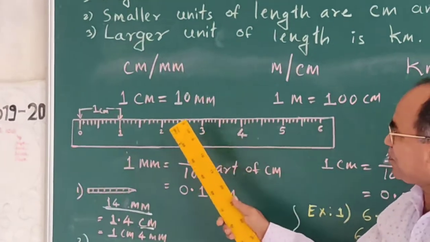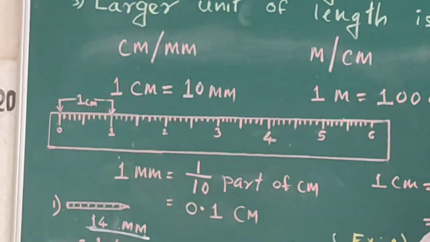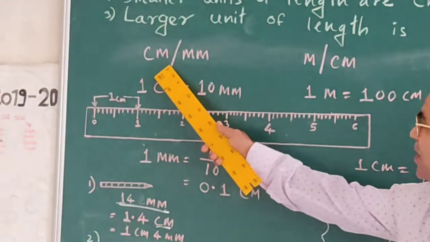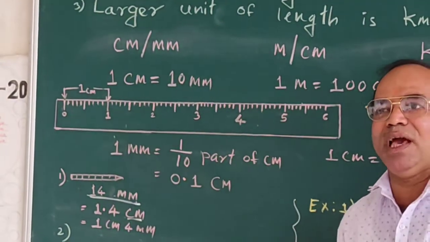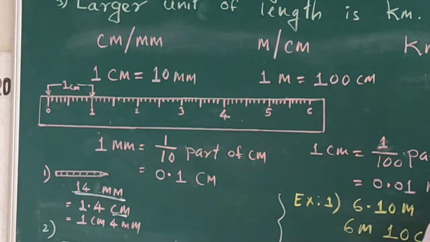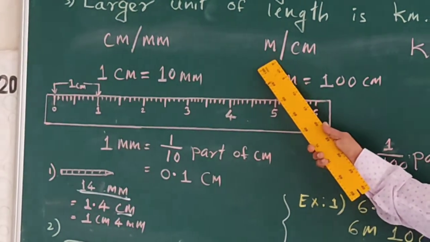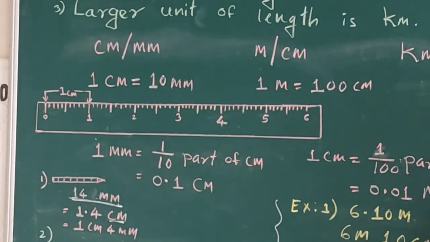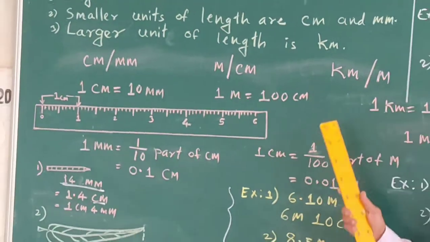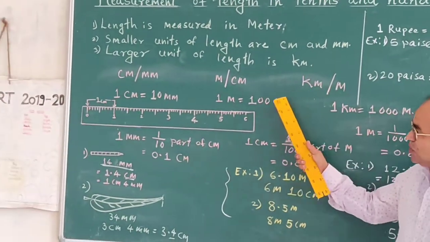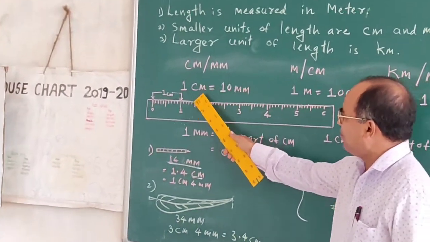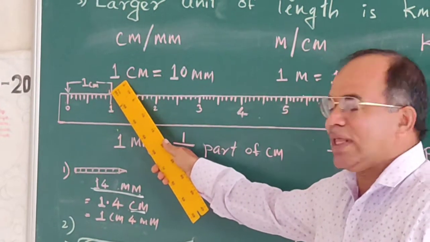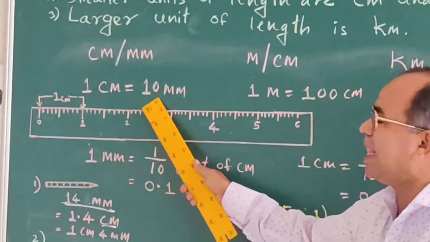For example, when we have to measure a small object or small thing, we use the centimeter. When we have to measure a hall, we use the meter. And when the distance between two cities or two fields is to be measured, what is used is the kilometer. So first we discuss centimeter and millimeter. As you know, 1 centimeter is equal to 10 millimeter.